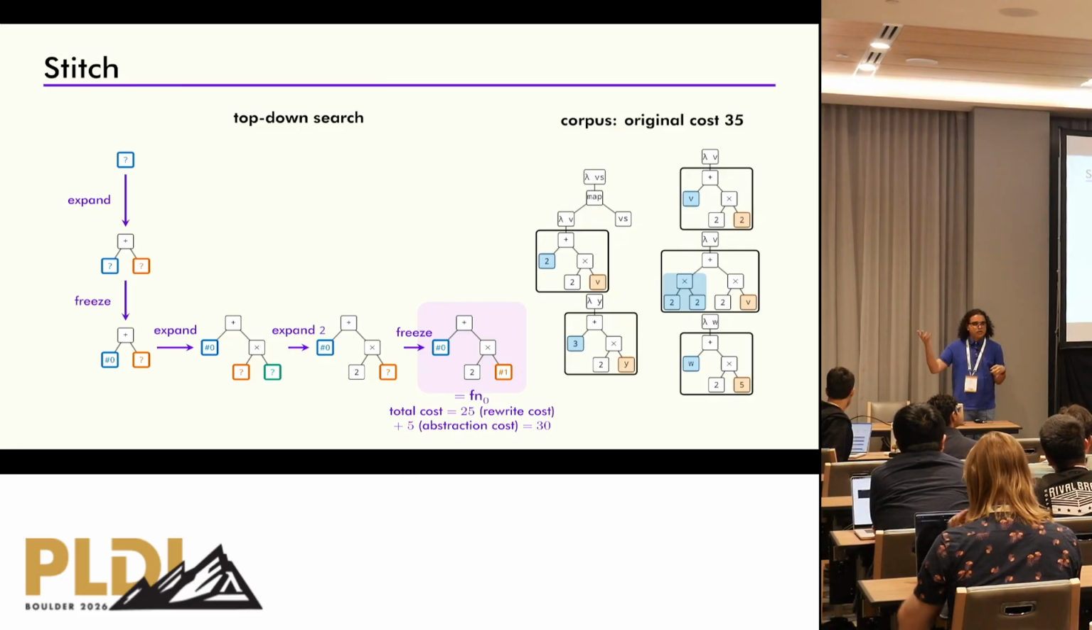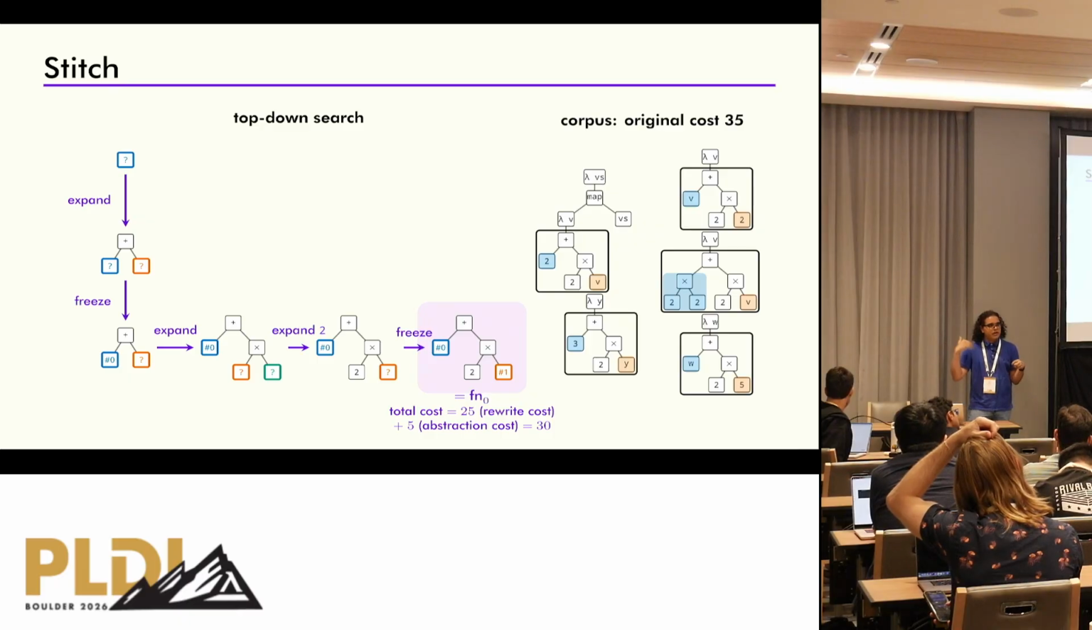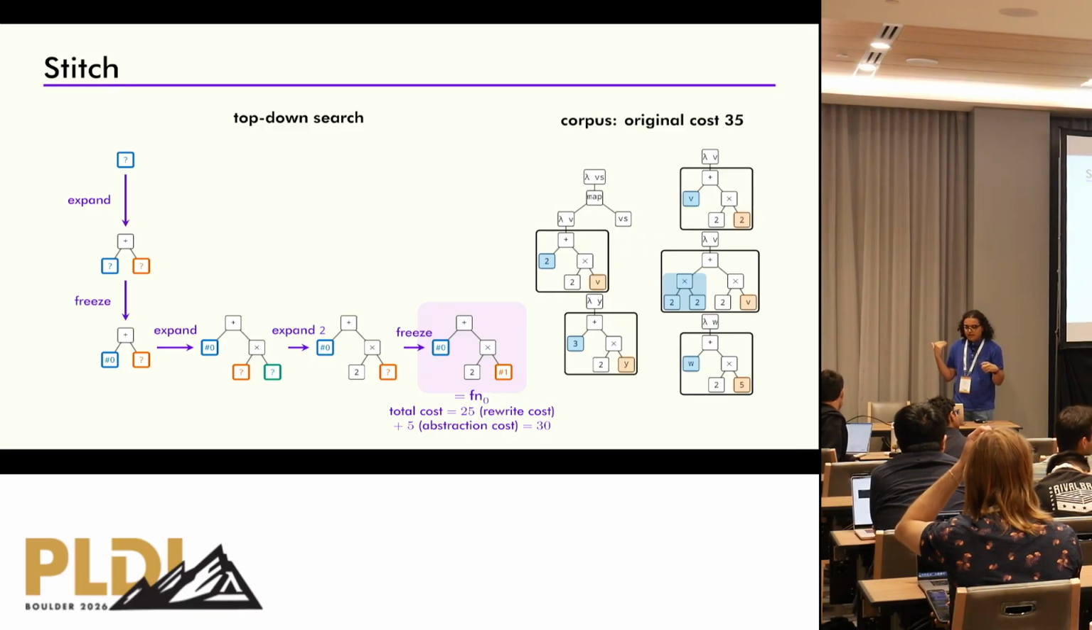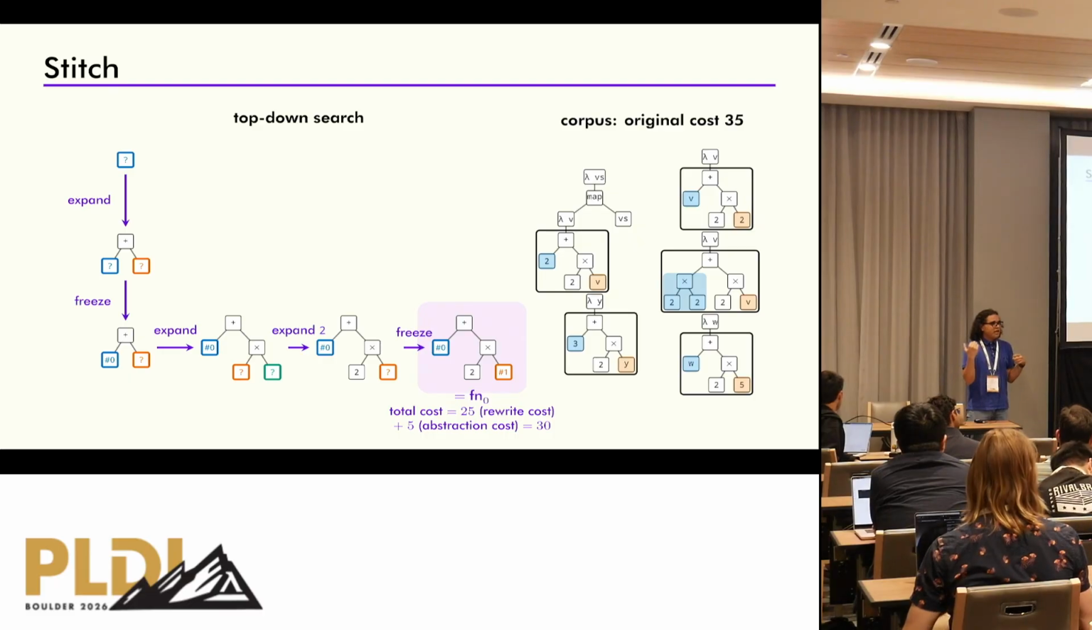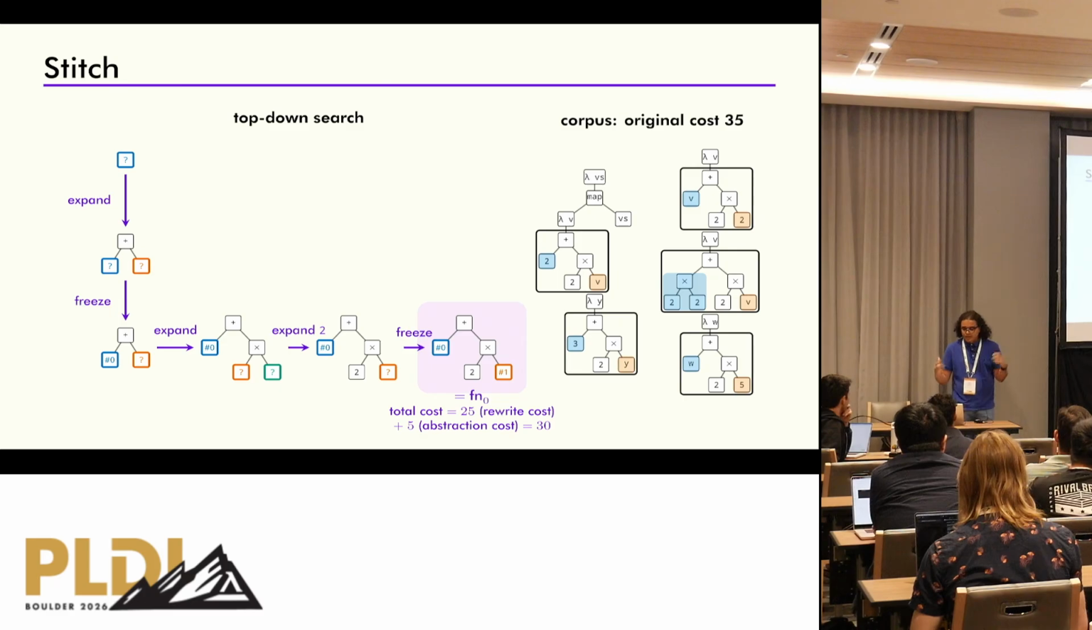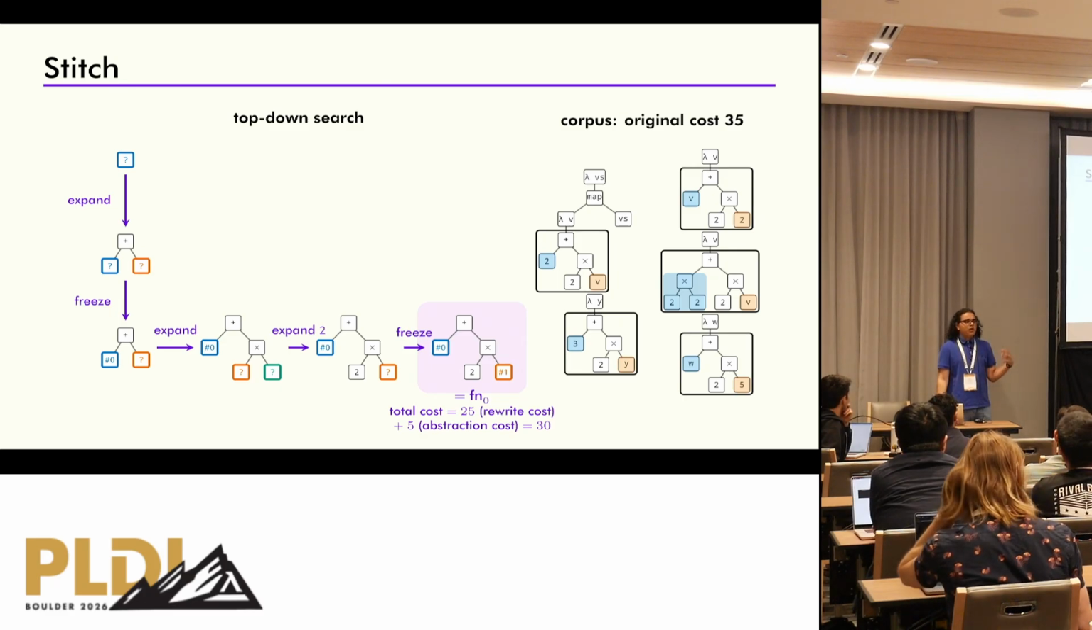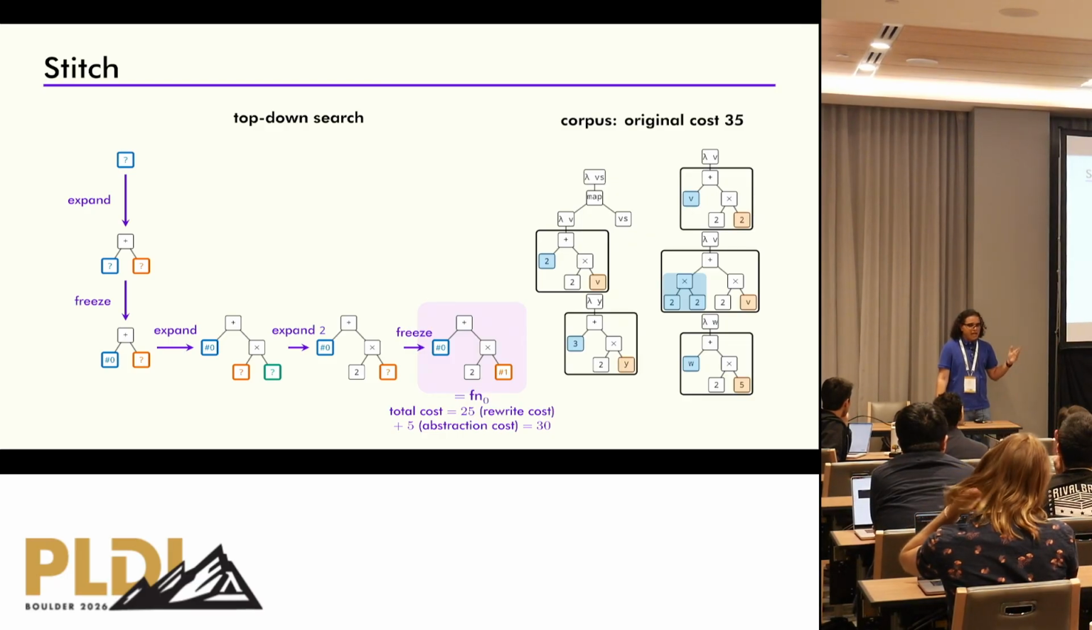So the original size of the corpus was 35, but if you rewrite using this, it brings the size down to 25. And if you add back in the abstraction cost, that only brings us back up to 30. So we've successfully compressed the corpus at least somewhat. Now, of course, I just showed you the path to the optimum, but there's many other paths you could take.